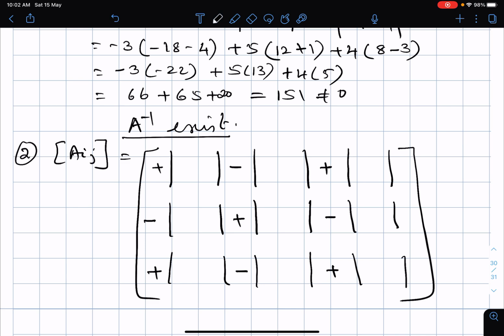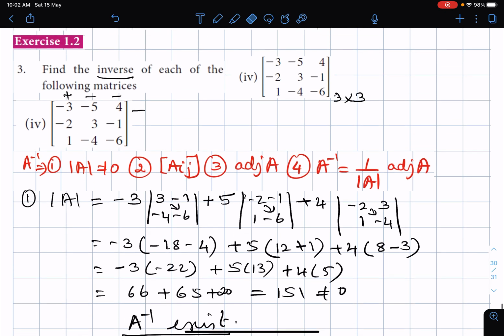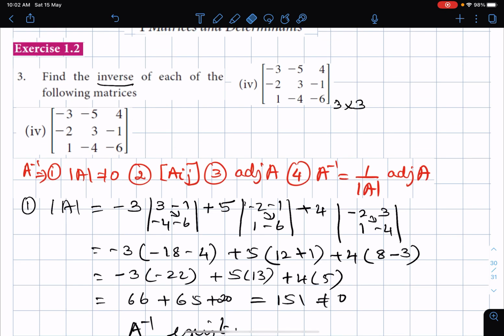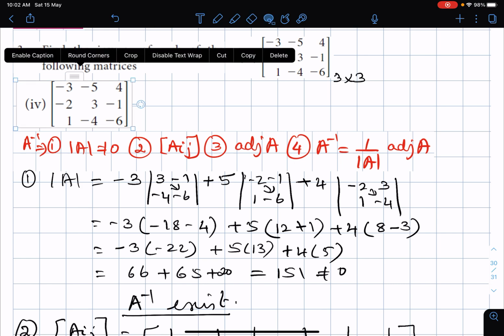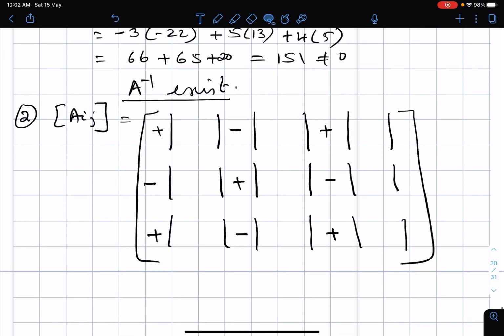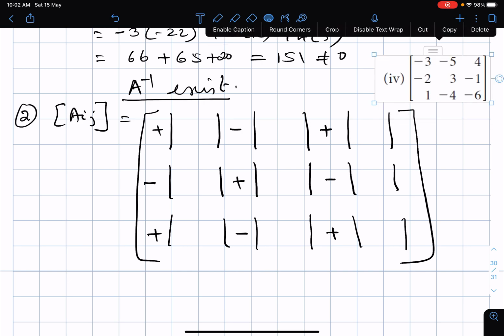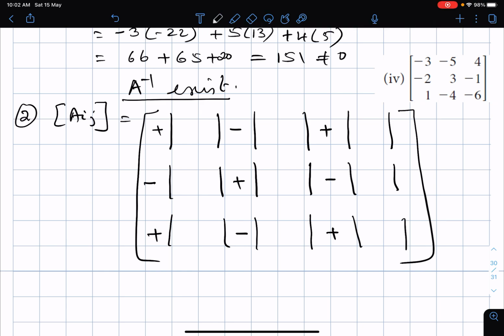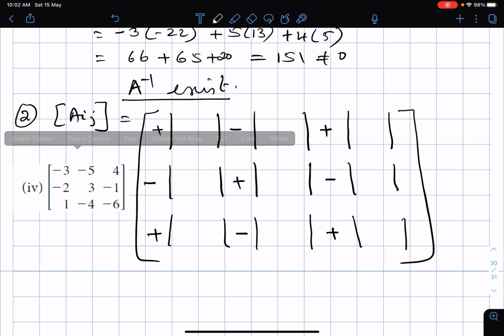Now you can copy this A and place it here so that it will be easy for us. You can take out all these signs. Now copy this and place it here. Now it is easy for us, or you can even place it here, so that it will be easy for us.